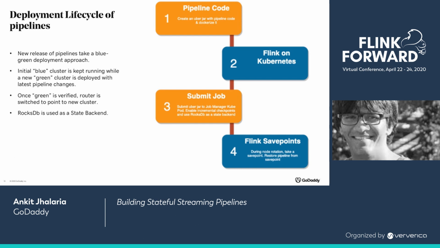If things go wrong, rollback is pretty easy as well. All you have to do is just change your DNS again to point to the older one, and you have almost close to zero downtime. So this is how we are leveraging Flink. We also have enabled incremental checkpoints to have periodic checkpoints while we are running these pipelines.